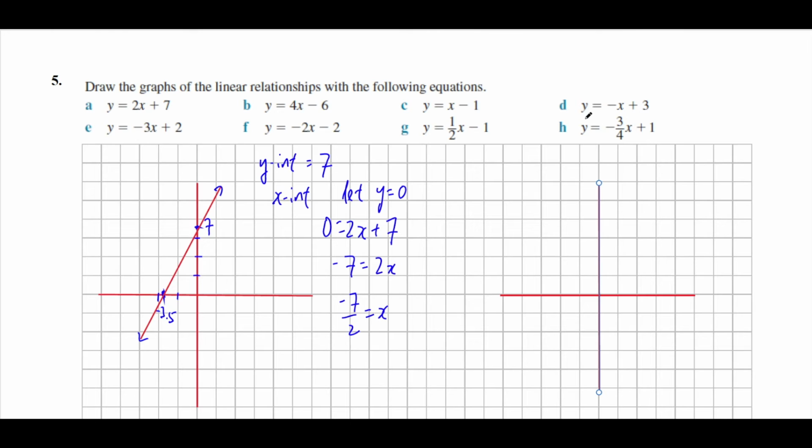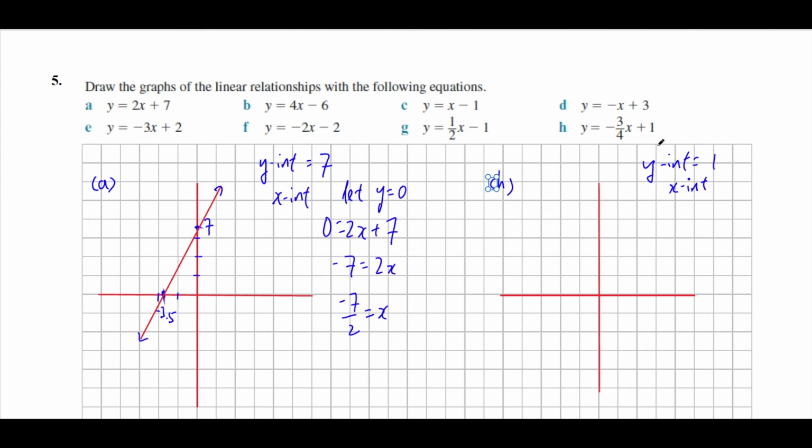All right, so for h, the equation is y equals minus 3 on 4x plus 1. So this is your h. This is your a. So first step, find the y-intercept. Y-intercept is equal to what? It's your b here, right? So it's 1. Now to find the x-intercept, so x-int.